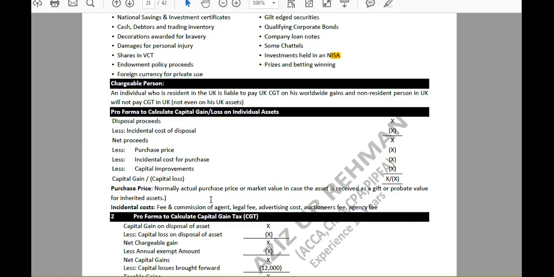Equally, if in the previous year we have capital gains, obviously we will pay tax in the previous year, and in the current year we have capital loss, we will not pay tax in the current year.